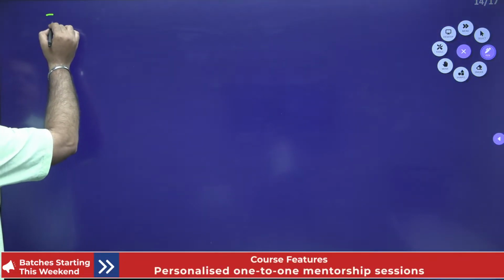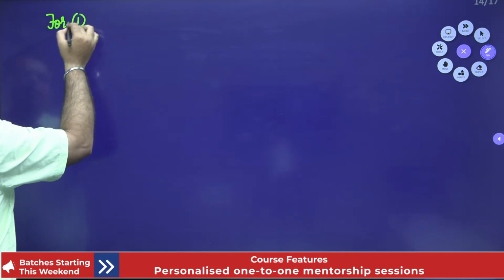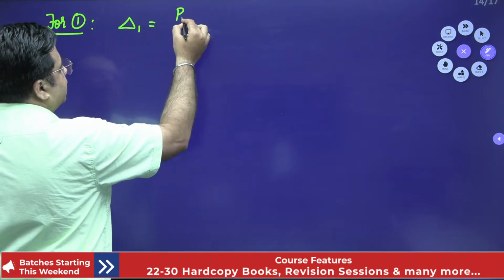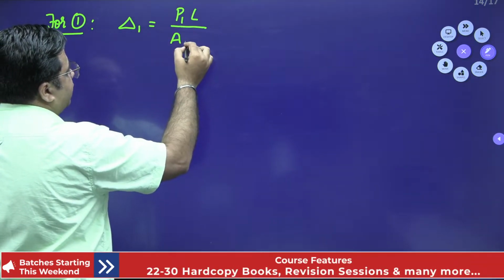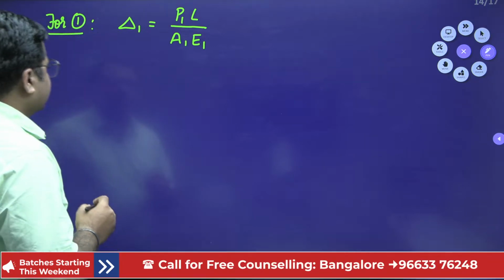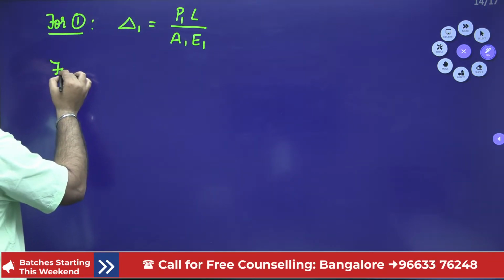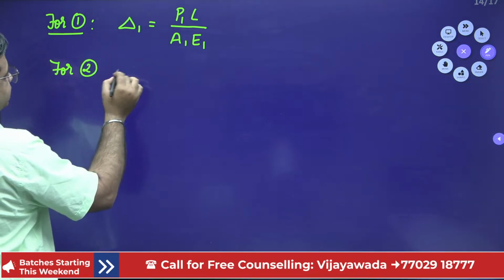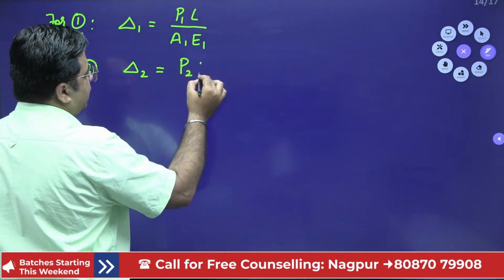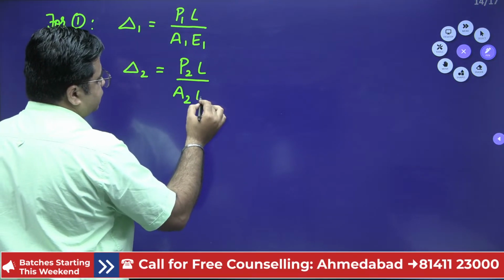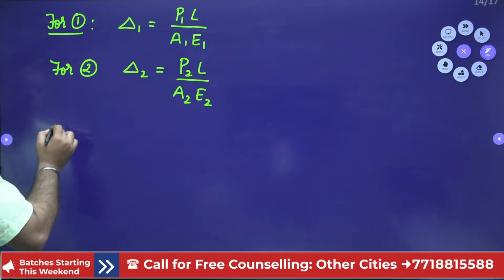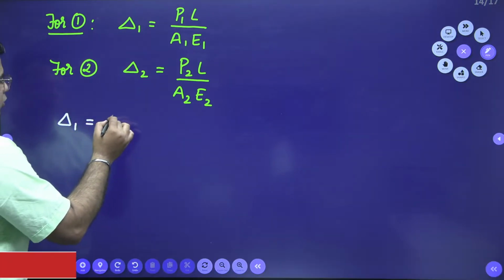So for member 1, your delta 1 is equal to P1 L upon A1 into E1. This is the deformation for the first member. Similarly, for second member, your delta 2 is equals to P2 L upon A2 into E2, right? And we know this delta 1 is equal to delta 2.